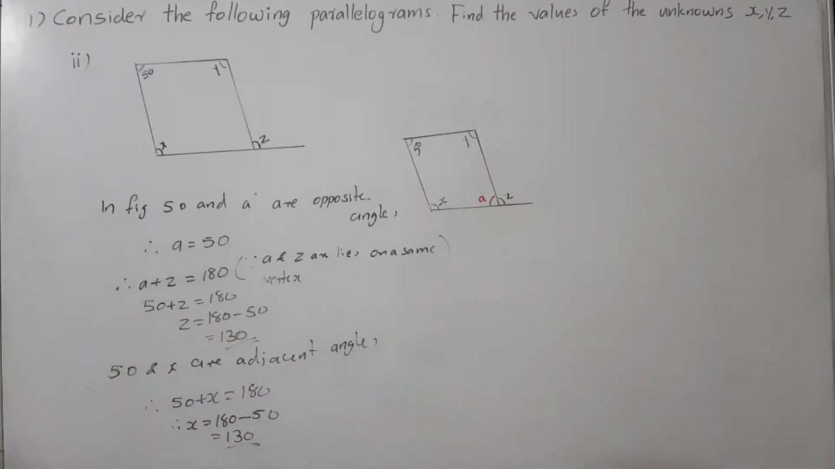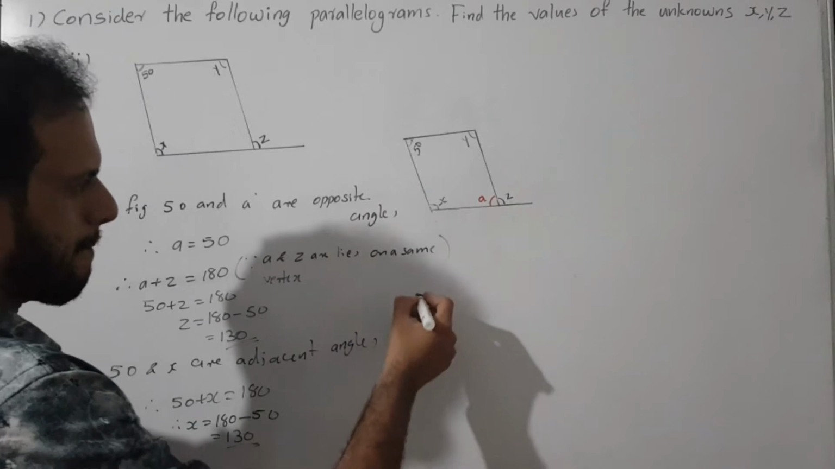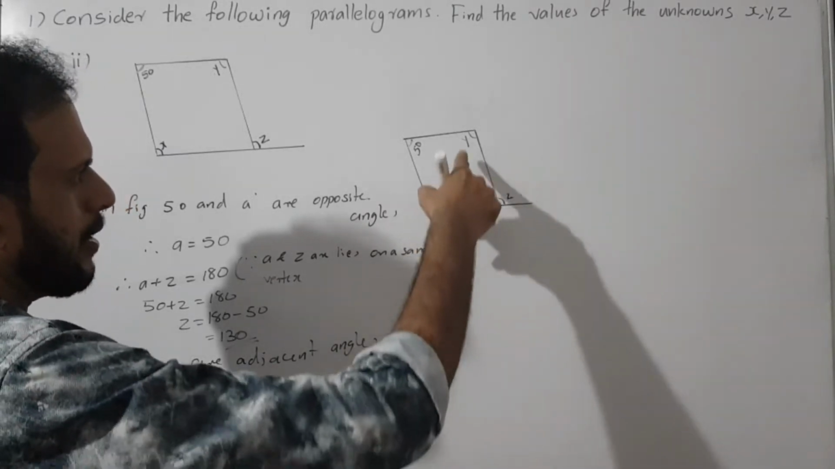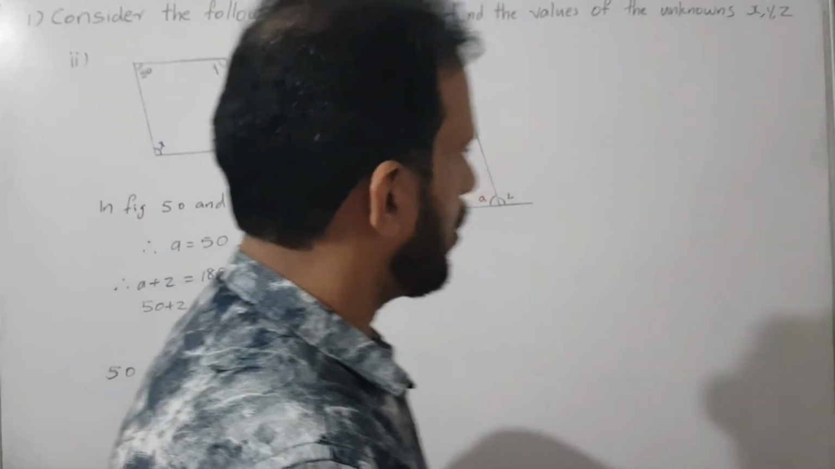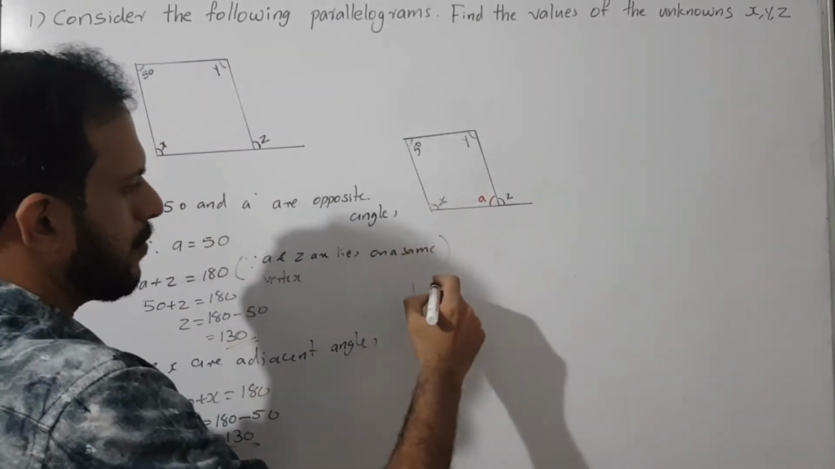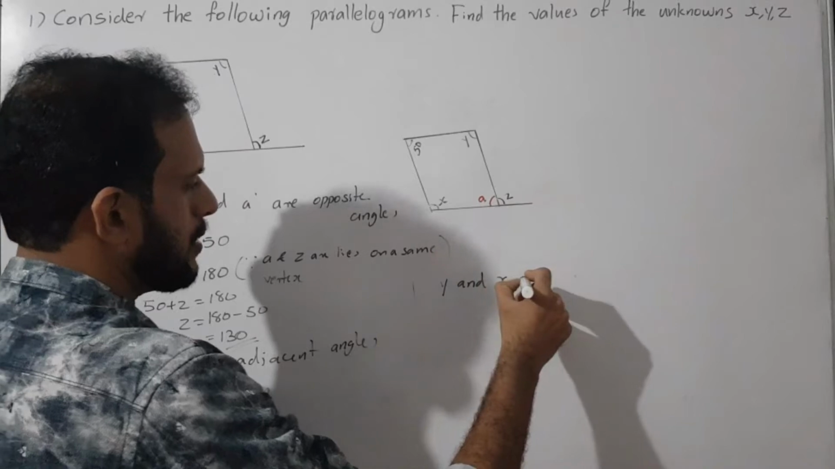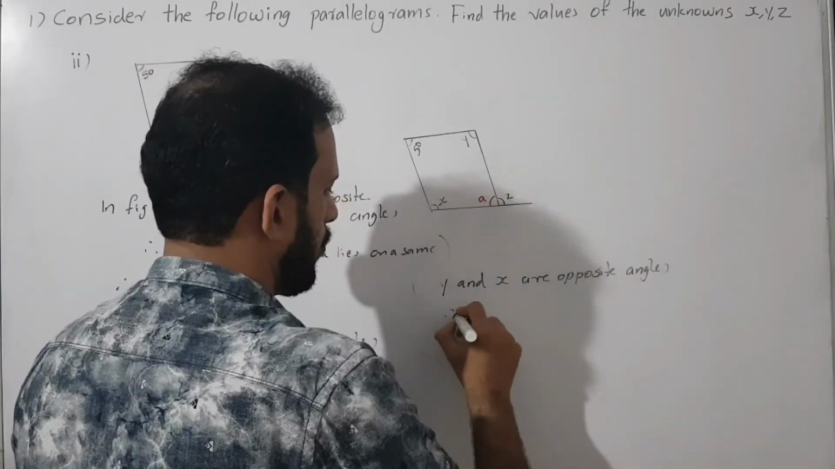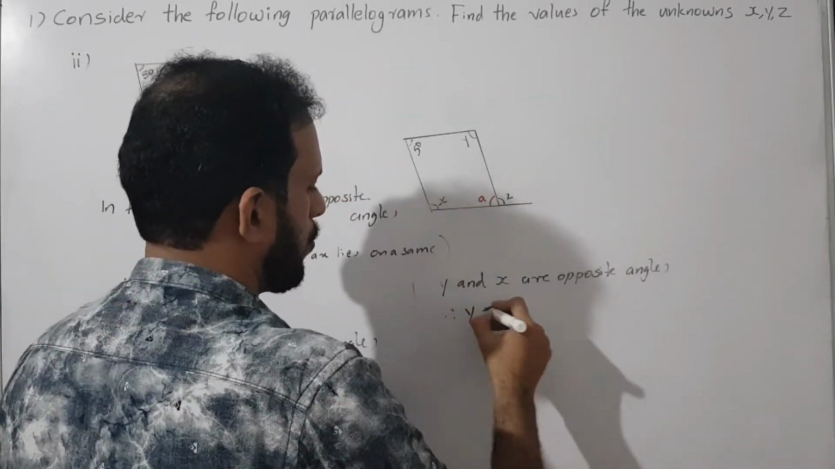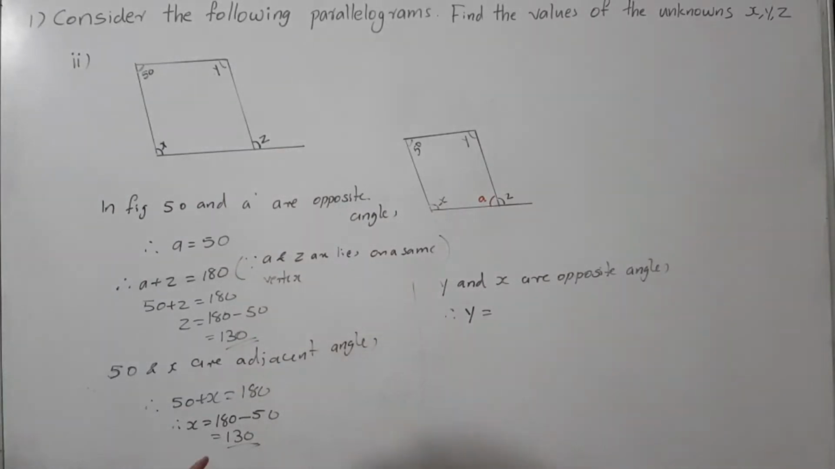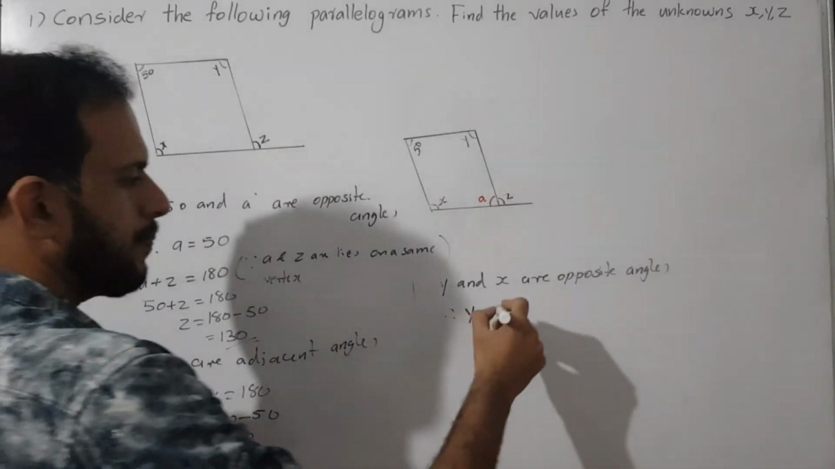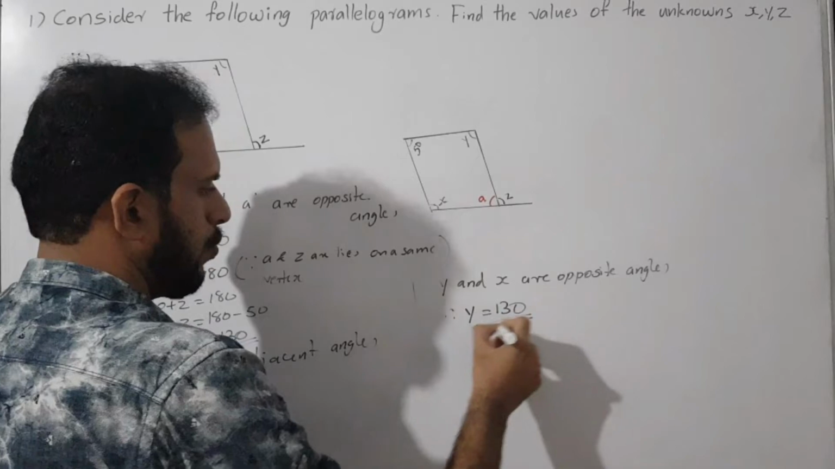Now we got the value of Z. That is also 130, and the X value is also 130. Correct? What is next? Then remaining is the value of Y. Then it's very clear, Y and X. What is the relation? Y and X are opposite angles. Therefore Y is equal to X. What is X? Y is equal to 130.